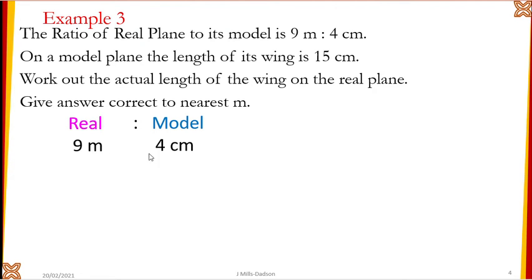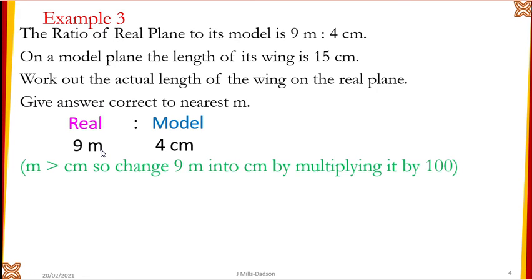Now if you remember in lesson 1 about simplifying ratio, we need to make sure you have the same units. So the bigger unit, meters, needs to be converted into centimeters. Meter is longer than centimeter, so we're going to change 9 meters into centimeters by multiplying by 100. The reason is 100 cm equals 1 meter. So you have 900 cm is to 4 cm. So now everything is in centimeters. 900 cm is to 4 cm.